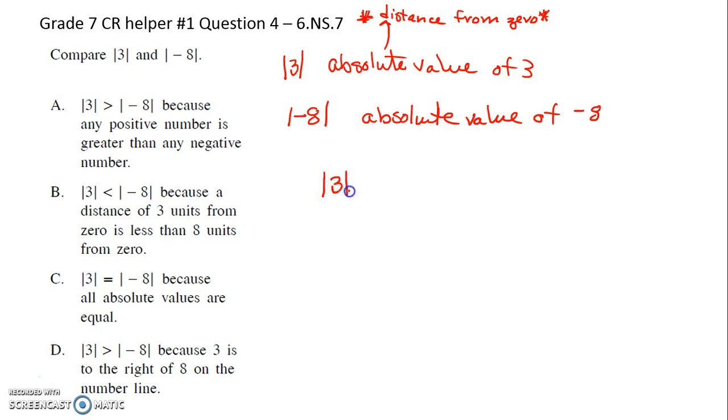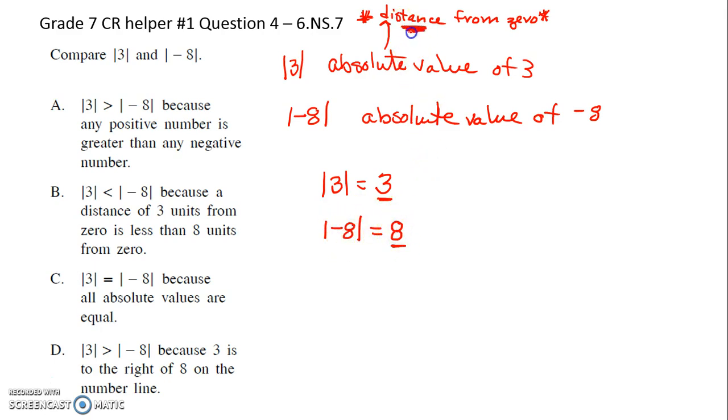So absolute value of 3 means how far is 3 from 0? Oh, 3 is 3 units, happens to be to the right of 0. So the absolute value of 3 is 3. Absolute value of -8 means how far is -8 from 0? Oh, -8 is 8 units from 0, just happens to be to the left. So what's that distance? 8 away from 0. -8 is 8 away from 0. So the absolute value of -8 is 8.